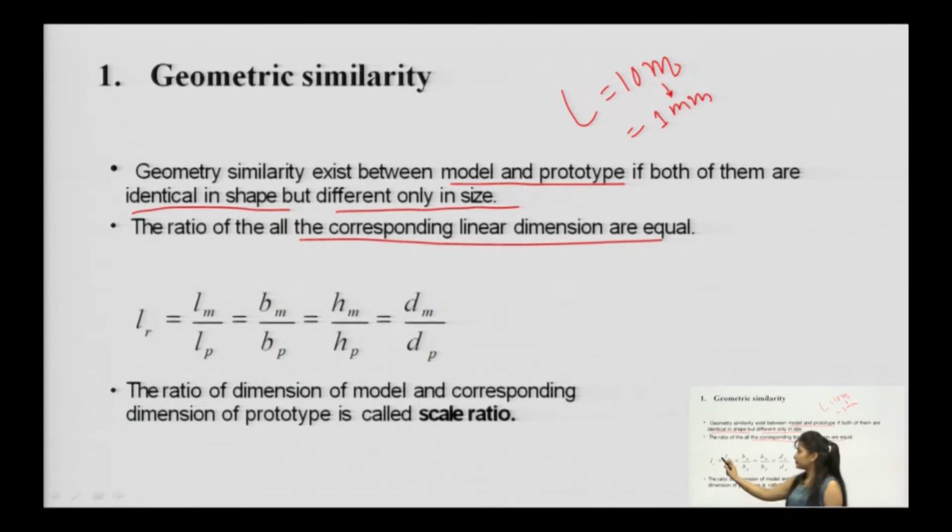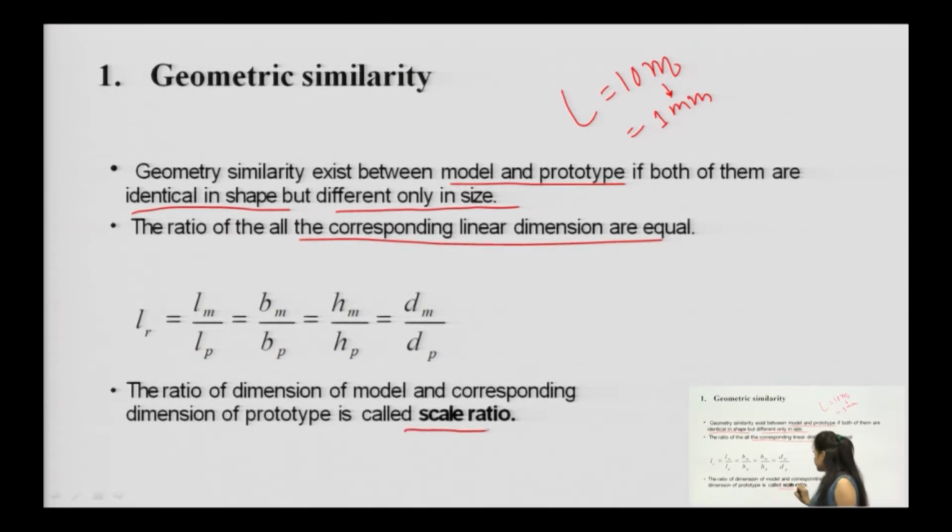That is, if you are talking about length, then the length of the model by the length of the prototype will always be equal to the breadth of the model by the breadth of the prototype, and hence the height of the model to the height of the prototype, or if there is any depth, the depth of the model to the depth of the prototype. This is the geometry which we have already told, I have given you the brief. So, the ratio of the dimensions of the model and the corresponding prototype dimensions is termed as scale ratio.